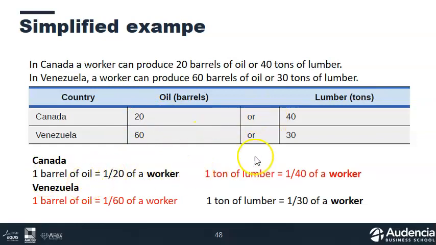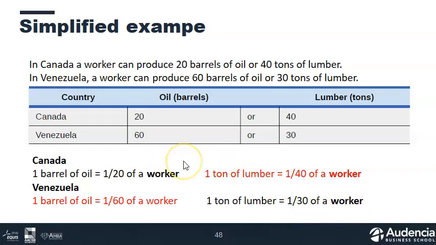In Canada, if I want 1 ton of lumber, well, each worker can make 40 tons, so I need 1/40th of a worker. In Venezuela, 1 worker can produce 60 barrels of oil. Okay, and 1 worker can produce 30 tons of lumber. So the barrel of oil, I only need 1/60th of a worker, and the ton of lumber over here I've got 1 worker producing 30. So if I only want 1 ton of lumber, not 30, I only need 1/30th of a worker. And so we see that there's an absolute advantage.